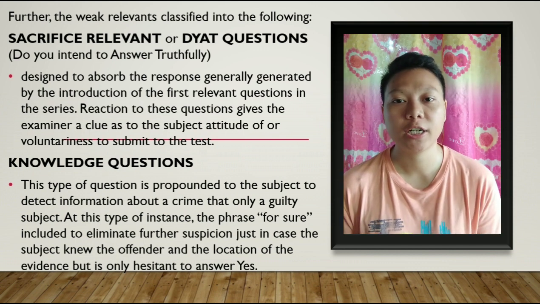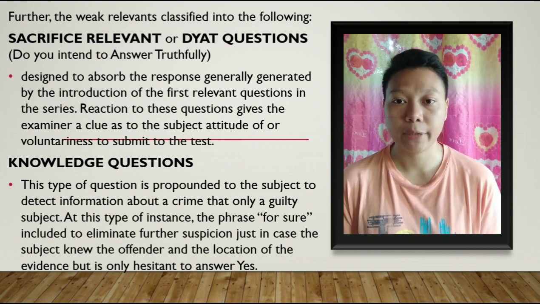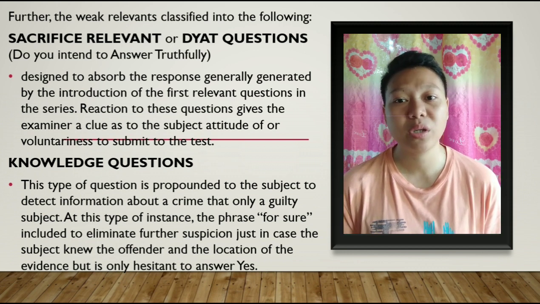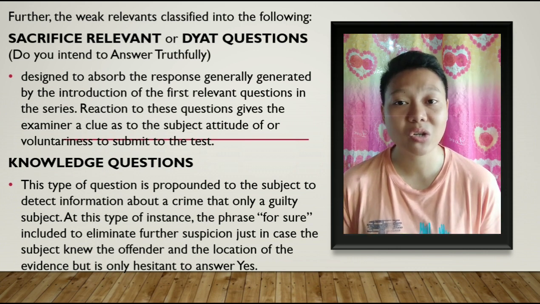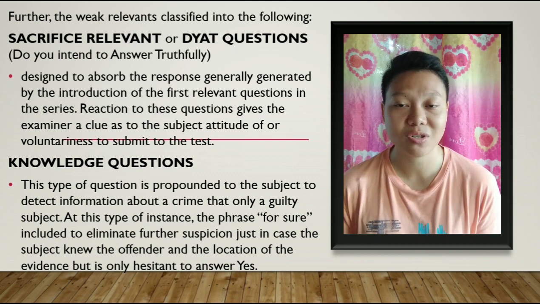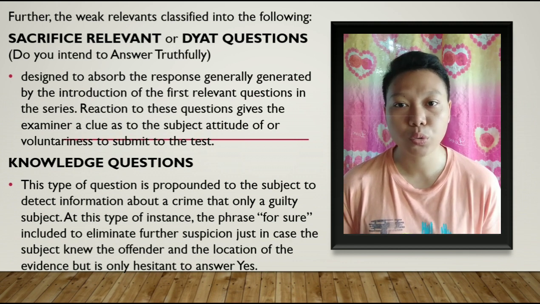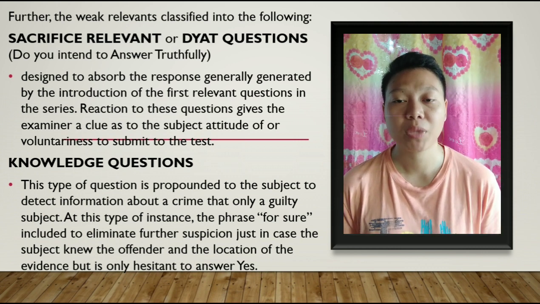Further, the weak relevant are classified into the following. First, sacrifice relevant or diet questions, such as, do you intend to answer truthfully? It is designed to observe the response generally generated by the introduction of the first relevant questions in the series. Reaction to these questions gives the examiner a clue as to the subject's attitude or voluntariness to submit to the test.